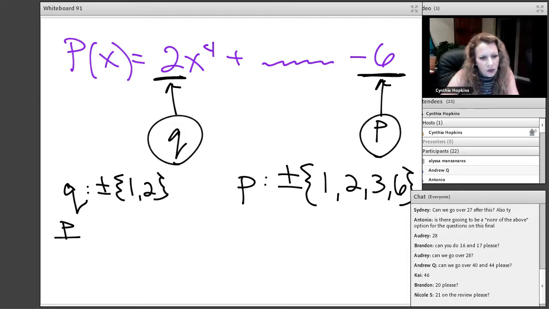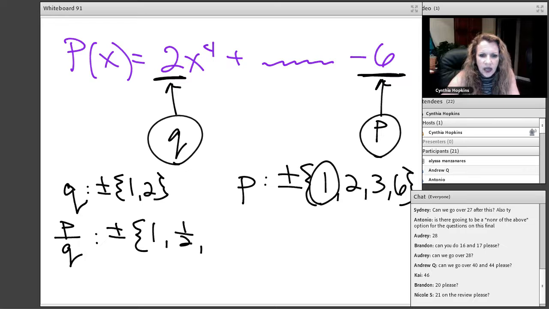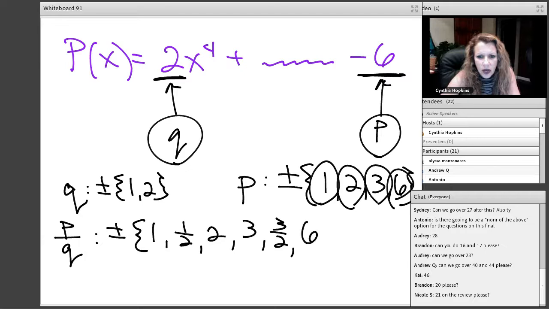Okay, so now I'm ready to write my list of P over Q's. I'm going to go systematically. They will always be plus or minus. Here's what I mean by systematically. I'm going to start with the first P and divide it by 1, and then divide it by 2. And then I go to my second P and divide it by 1, I get 2. But when I divide 2 by 2, I get 1, and I already have that in my list. So I'm done. I don't write it again. Then I take 3, divide it by 1, divide it by 2, and then I take 6, divide it by 1, and when I divide 6 by 2, I get 3. That's already in my list, so I don't need to write that again.